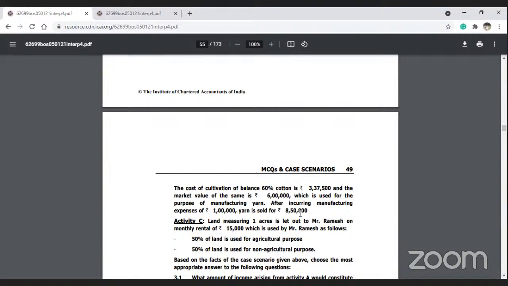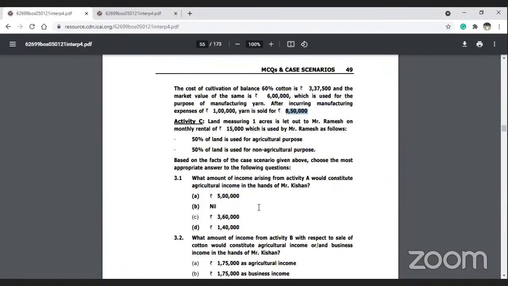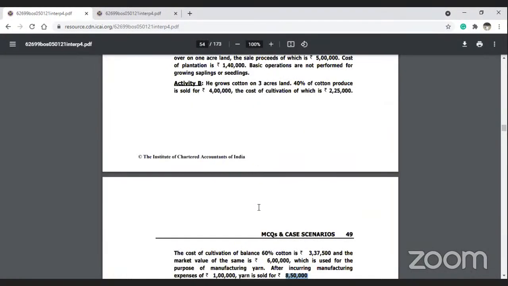नहीं expenses 1 lakh है ना. अच्छा हाँ. So he sold it for 8,50,000 and expenses are 1 lakh. 7,50,000. But that is only for yarn. We have to calculate it for cotton. Yes. No, actually we have to calculate just the activity B income, agriculture, and 1,75,000 will be agricultural income only. Actually, how much is cotton? Cotton का 4,37,500 आ रहा है. 4 lakh. For cotton, we only take the sale proceeds. 1,75,000 as agricultural income.